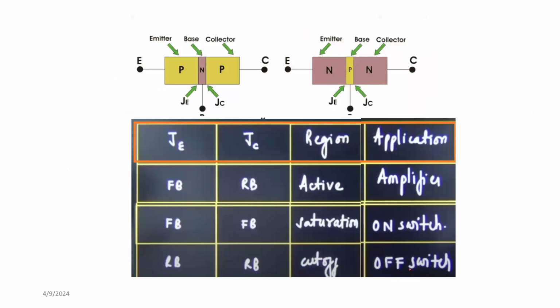And the modes of operation. Don't forget this: emitter, base, collector. Write this particular first one: active mode of operation. Emitter junction, this one. Collector junction, this one. Emitter junction is obviously in which bias? Forward. Collector junction is obviously in which bias? Reverse bias. This mode of operation we can use for an amplifier, or else PNP or NPN transistor operation also there.